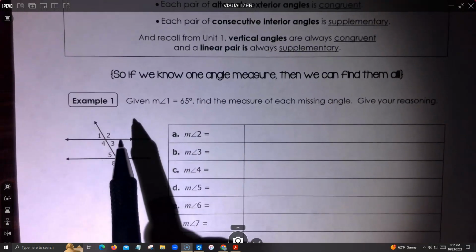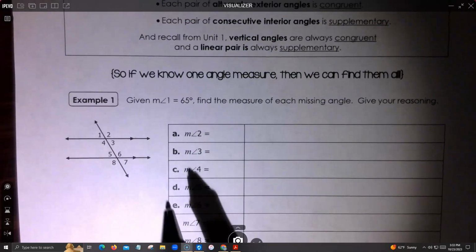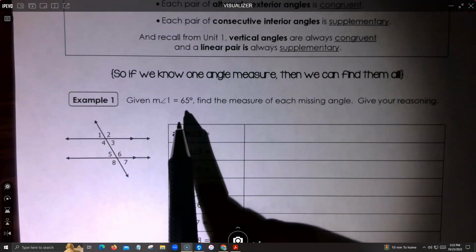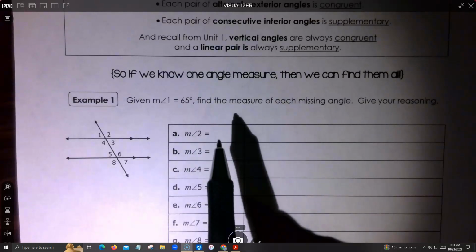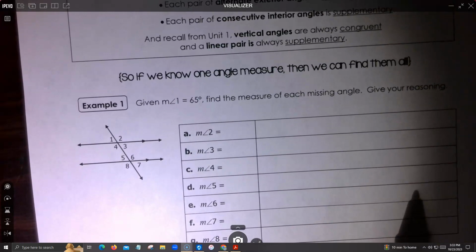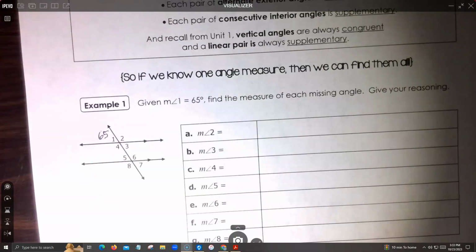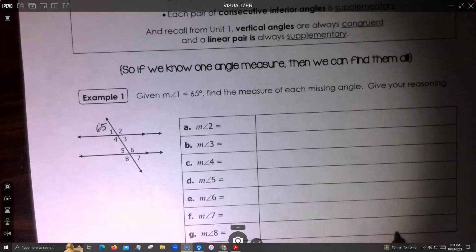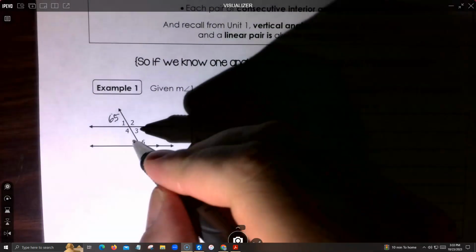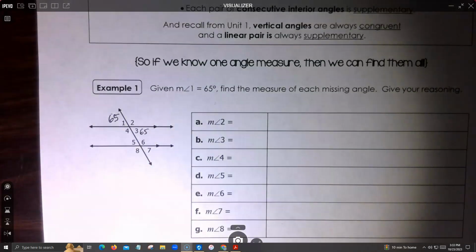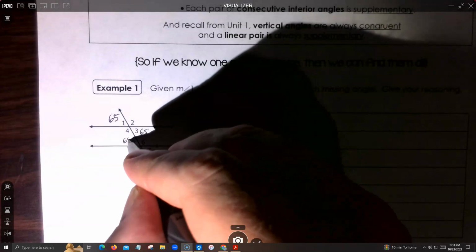The nice thing to know about this kind of operation is that every single angle that we're going to get answers for is either 65 or 180 minus 65. It's going to be one or the other on all of these. So we're going to put down here that angle 1 is 65. That's what I'm told right here. If angle 1 is 65, what are some other places that it can also be 65? Well, it can be 65 here, because those two are vertical angles.